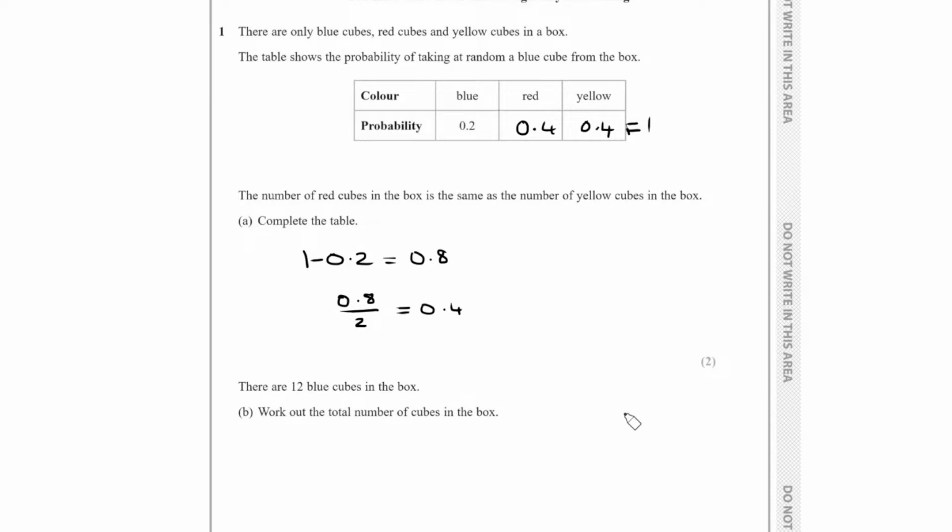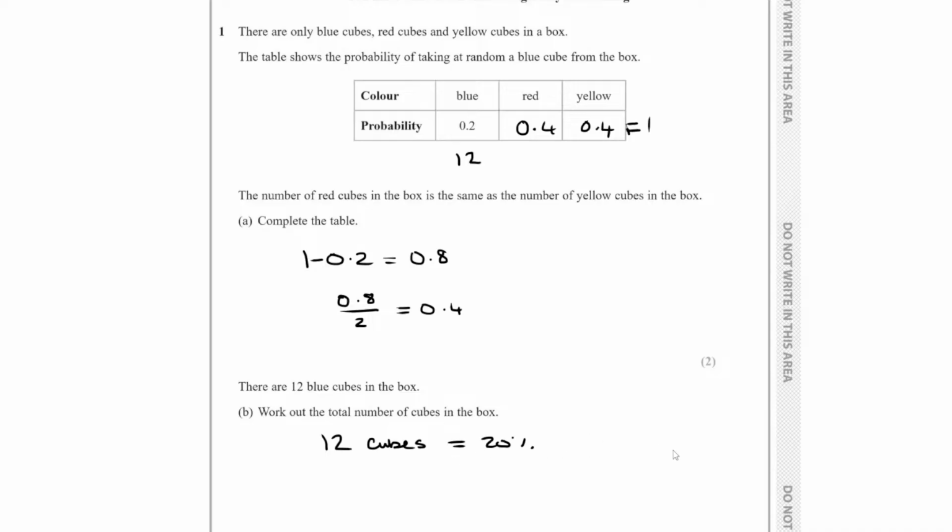So part B, there are 12 blue cubes in the box. Again, it's a very similar question to the one we just saw, isn't it? They've told us that there are 12 blue ones. We know the probability is 0.2. Work out the total number of cubes in the box. Exactly the same as I did in that previous question. 12 actual cubes is basically the same as 20% of the box.